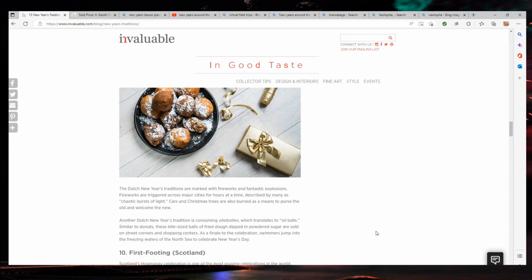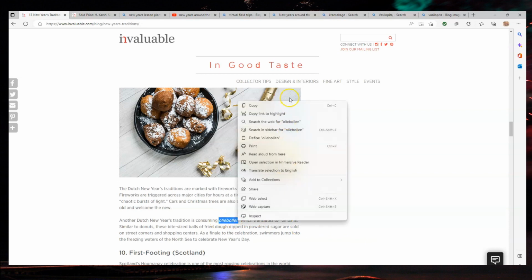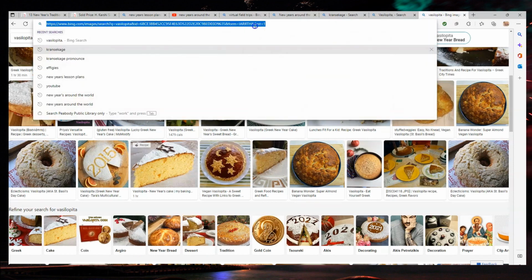The Netherlands, Oliebollen. The Dutch New Year's traditions are marked with fireworks and fantastic explosions. Fireworks are triggered across major cities for hours at a time, described by many as chaotic bursts of light. Cars and Christmas trees are also burned as a means to maybe purge the old and welcome the new. Another Dutch New Year's tradition is consuming oliebollen, oil beads. Oh, we must. Let's see what those are.